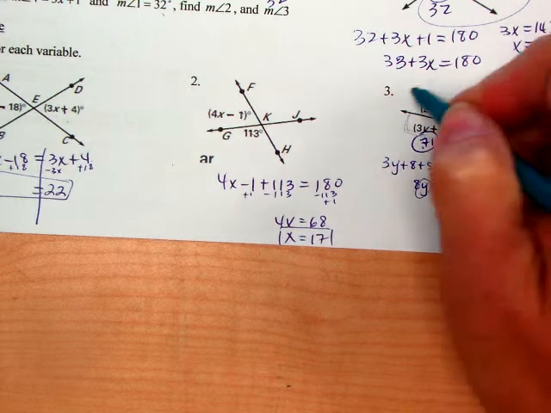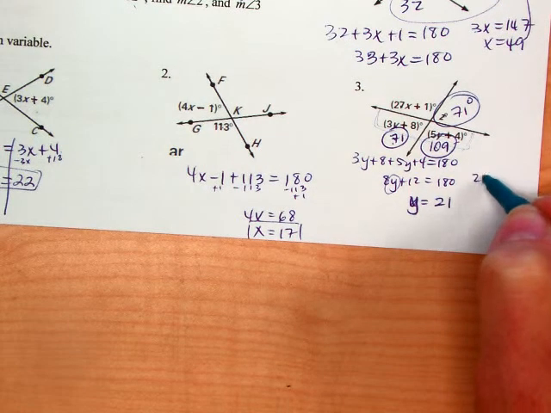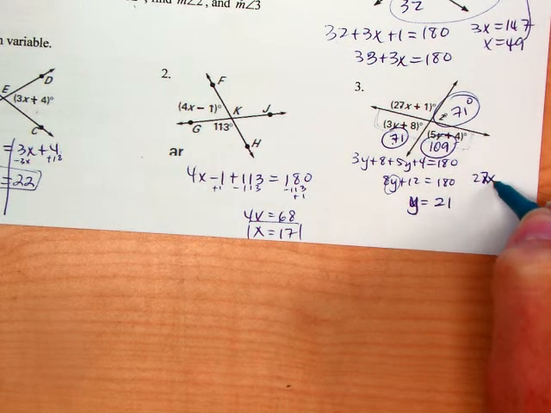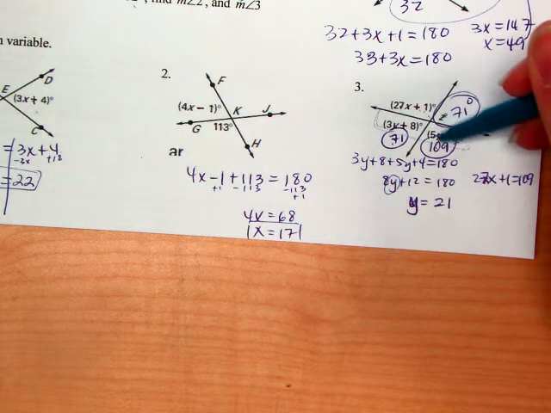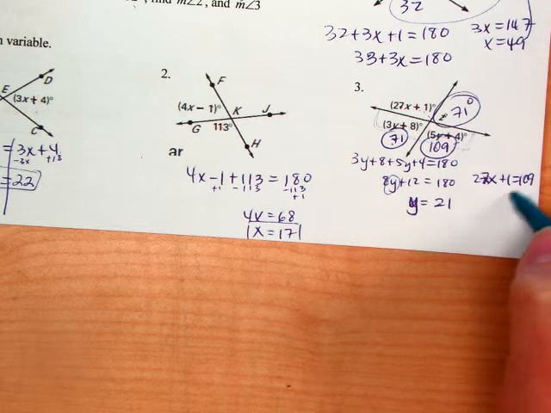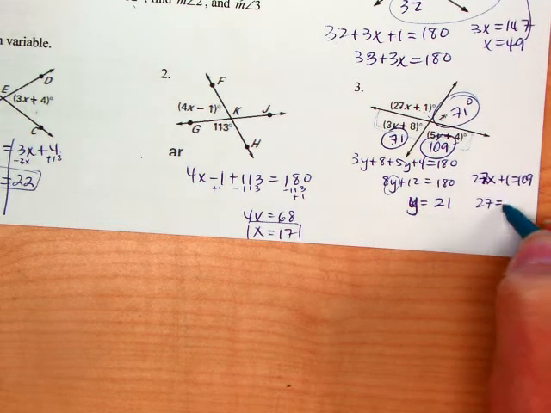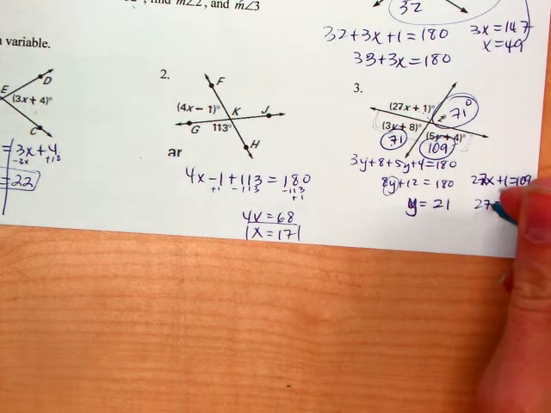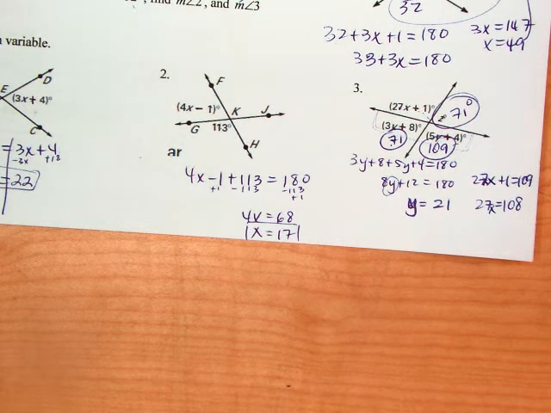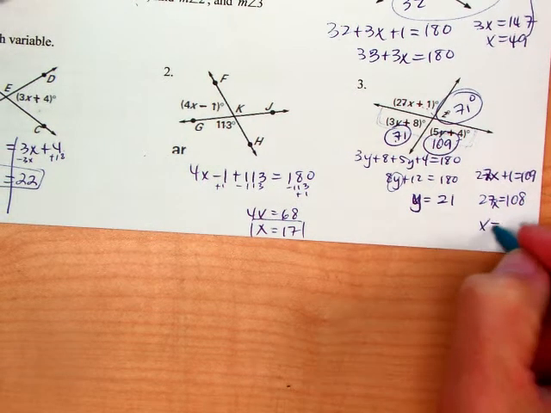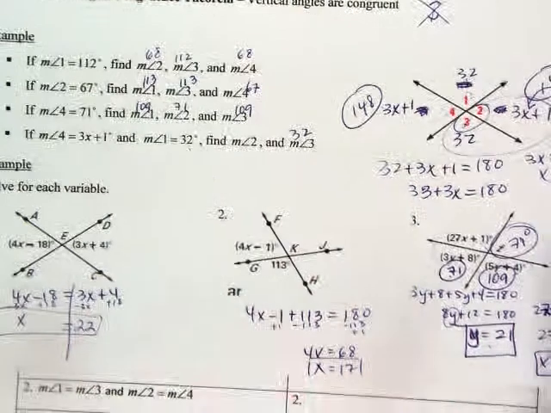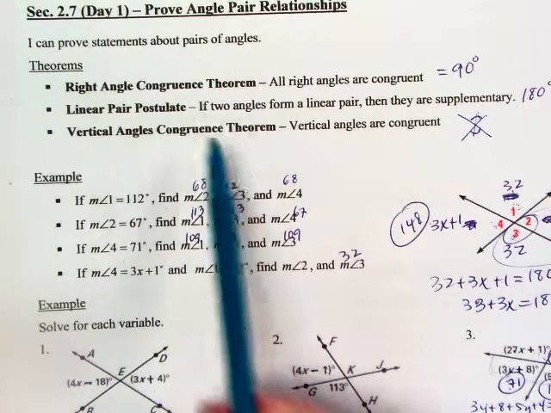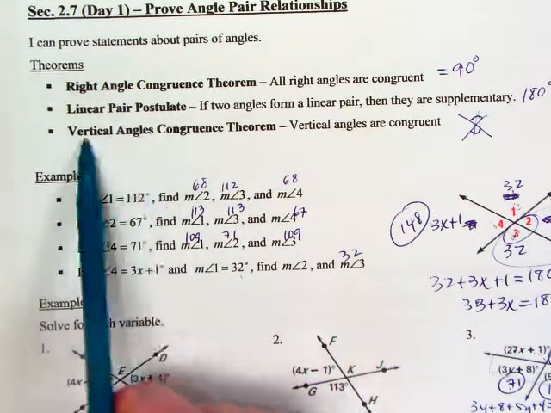And then that means that 27x plus 1 has to equal 109. These are vertical angles to each other, so they have to equal each other. So I'm going to subtract 1 for 108. And I forgot my x. So 108 divided by 27 is 4. So I found each of the 3 variables. Oh, and that looks like it's it for 2.7 day 1. Today is all about 3 different types of angles: right angles, linear pairs, and vertical.